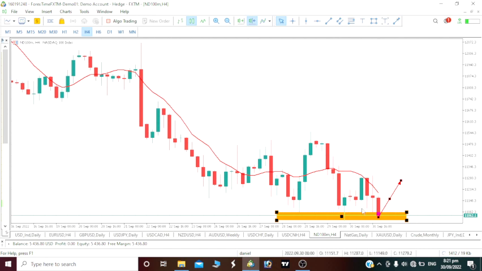But as soon as this price breaks below this candlestick wick here, it breaks below this low level here, then you can enter to short this position on Nasdaq 100. So Nasdaq 100 4-hour time frame, we are to short.